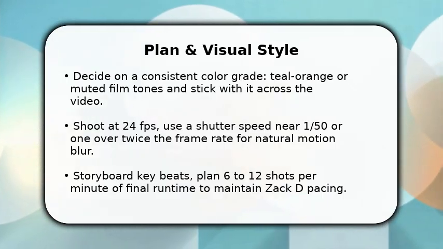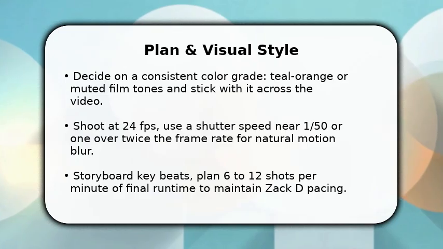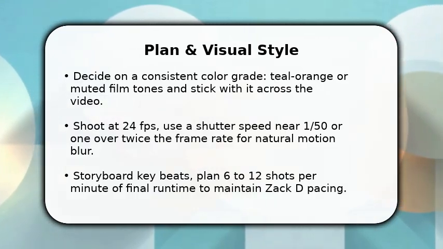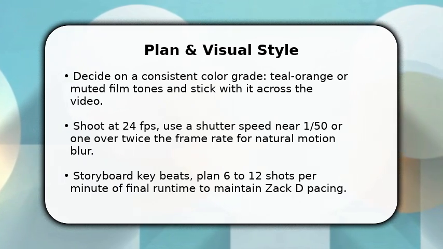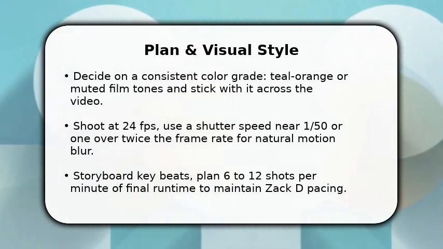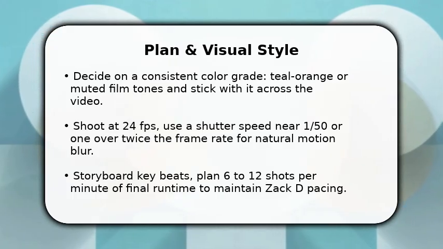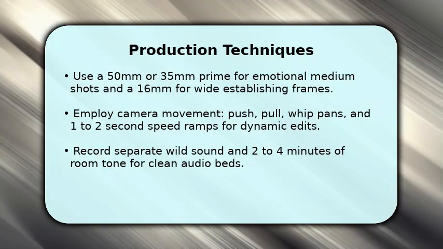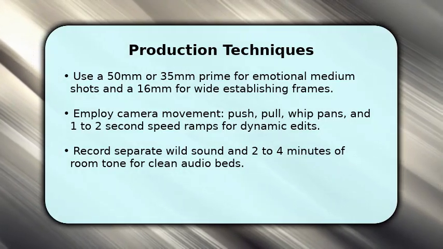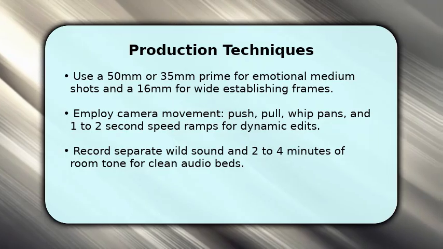Shoot at 24 FPS. Use a shutter speed near 1/50 or 1 over twice the frame rate for natural motion blur. Pick a primary lens like 35mm or 50mm and choose aperture between f/1.8 and f/4. Use a 50mm or 35mm prime for emotional medium shots and a 16mm for wide establishing frames.